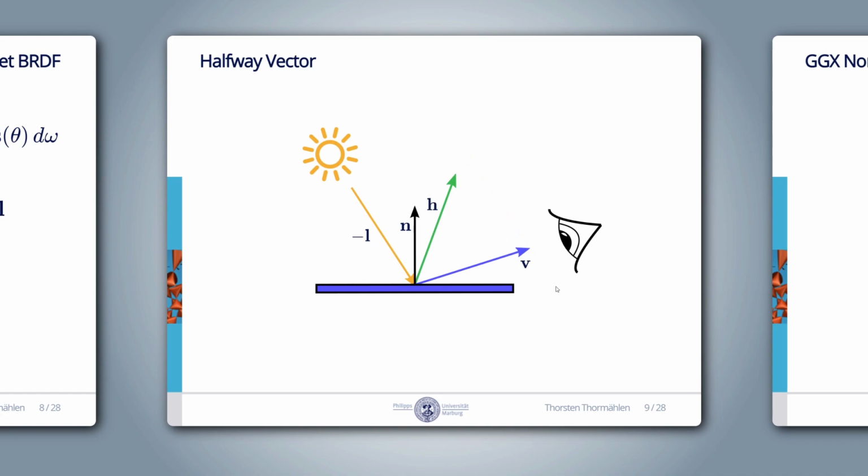There's a second equation that we need later. Given the half-way vector h and the view direction v, the light direction L can be computed by a reflection of v with respect to h.